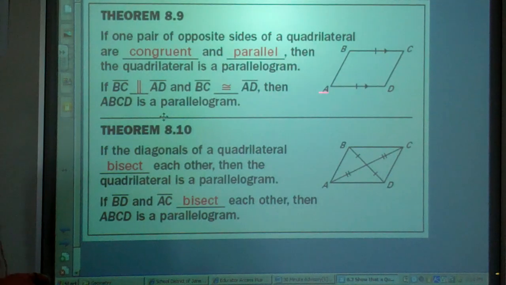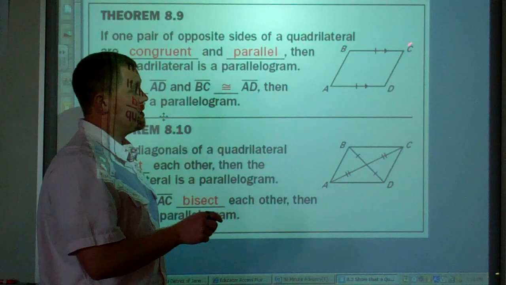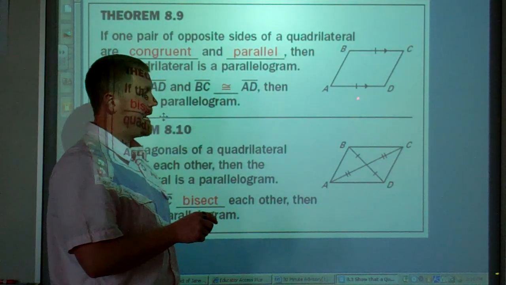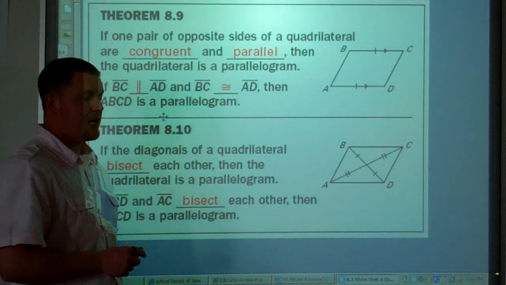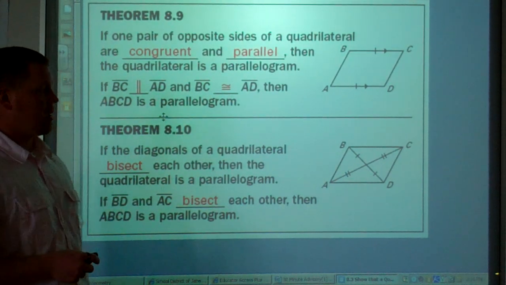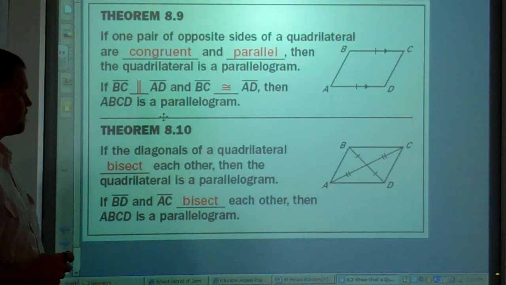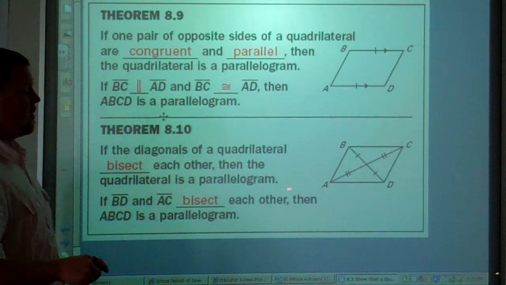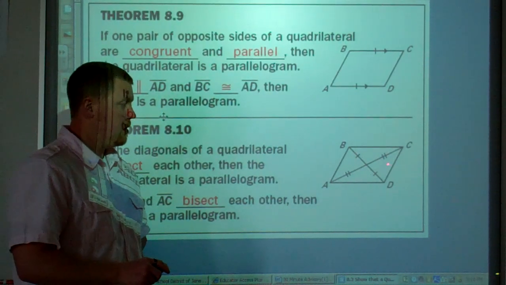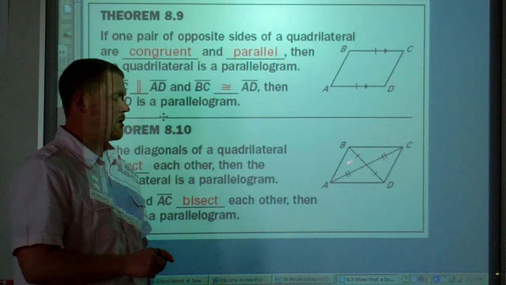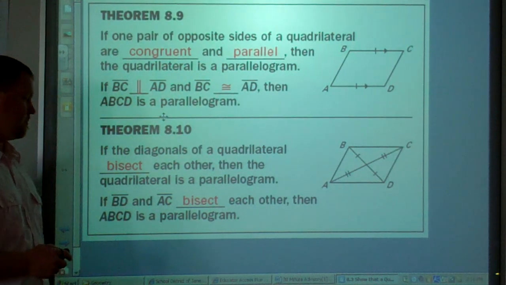Another theorem: if you have one pair of opposite sides, segment BC and segment AD, that are congruent and parallel, then you have a parallelogram. It has to be the same pair of sides. They're parallel and they are congruent. Another theorem of quadrilaterals: if the diagonals of a quadrilateral bisect each other, then that quadrilateral is a parallelogram.